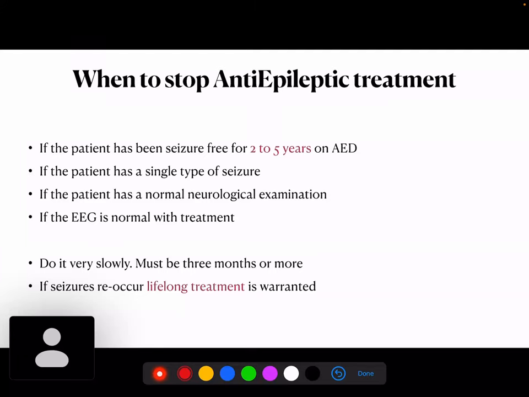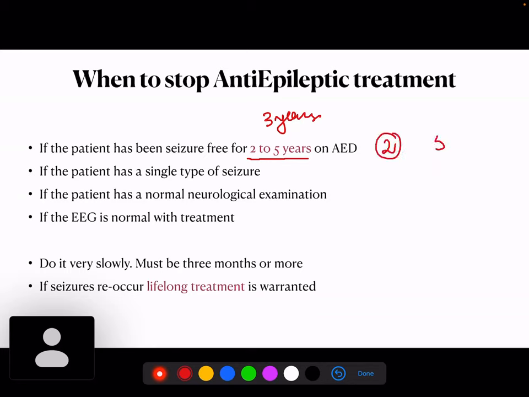Last but not the least, when to stop anti-epileptic medication. Now, it used to be said that it's 3 years, but now it's 2 to 5 years of seizure freedom. So some studies basically said 2 was fine, and some said 5 was fine.